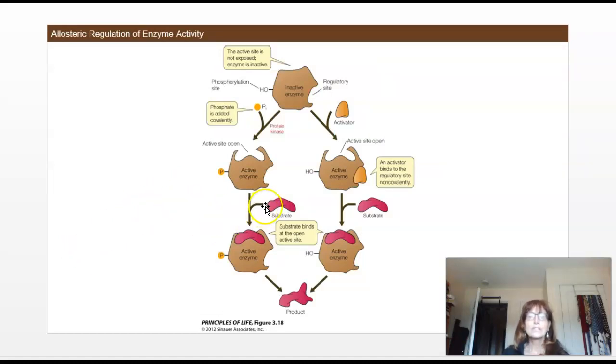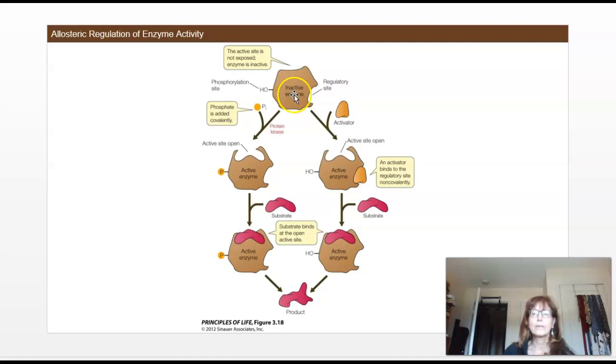So this picture is not big enough for me. There's a little bit bigger one coming up here, but I'll leave this up here just to show you because this has little descriptions along the way, what's happening. So here's an inactive enzyme, and it is just kind of hanging out, waiting for something to activate it.